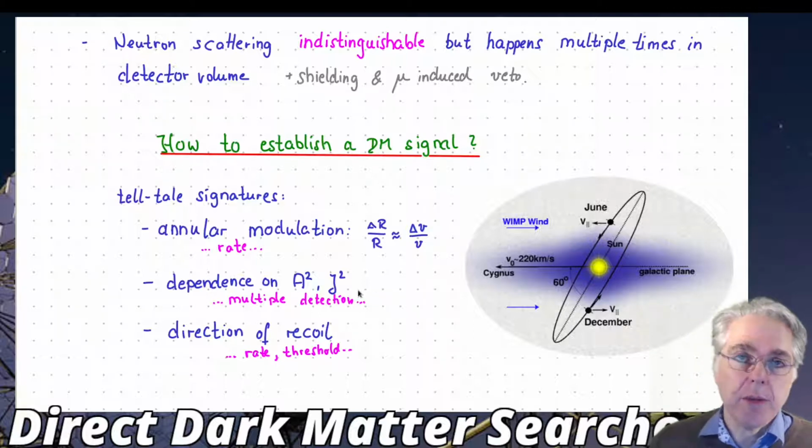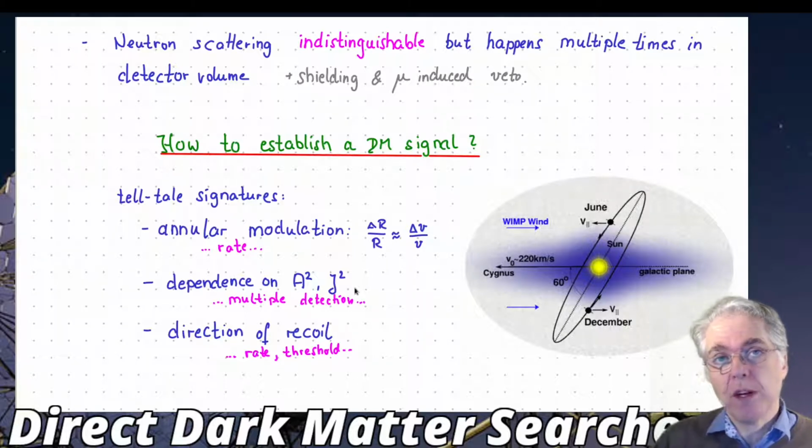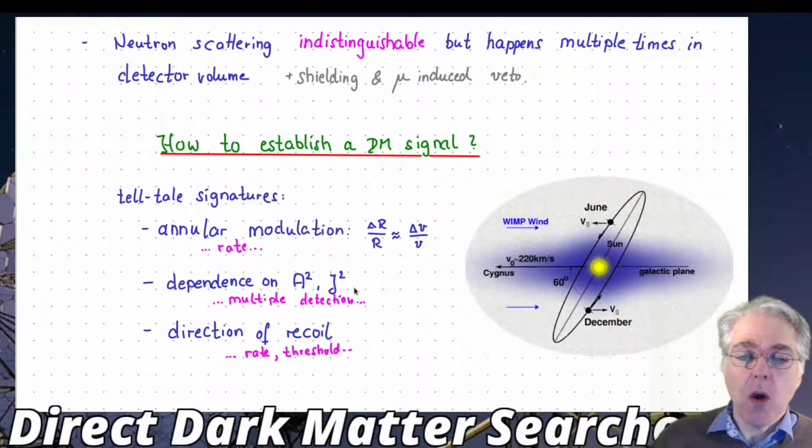And in principle, this can be detected, but keep in mind, if you have only a handful of events per year, it's kind of a difficult thing to do. Either you have to run for a very long time to detect it, or you need a larger volume to increase the rate.